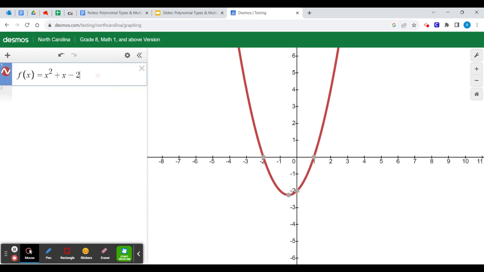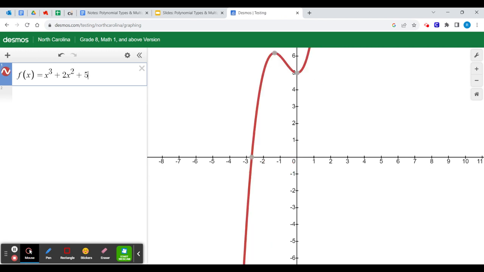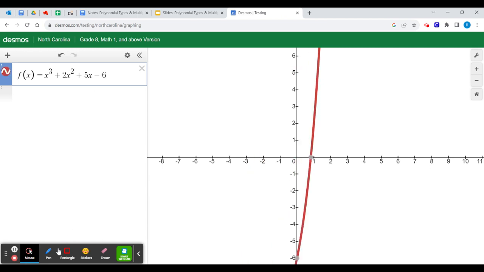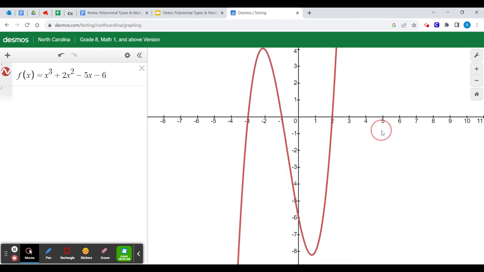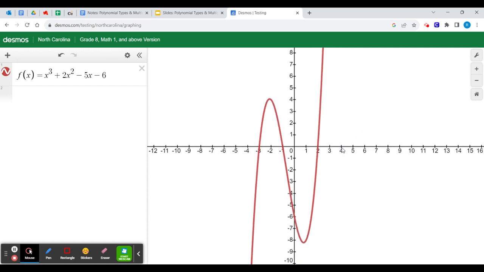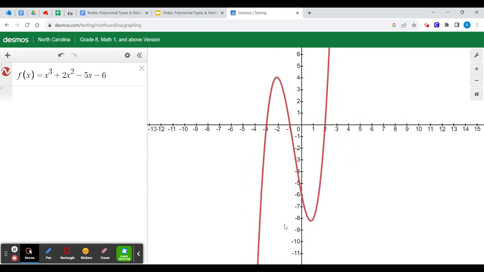So let's clear some of this stuff out. Let's look at another polynomial here. Another one that's x to the third plus 2x squared minus 5x minus 6. Oh, sorry, I had that typed in correctly. So I'm going to zoom out just a little bit so we can see this a little more clearly. It looks like here, if we start making some observations, we have a third degree positive polynomial. We know that from our graph here. So it should have that positive odd end behavior, which it looks like it does.